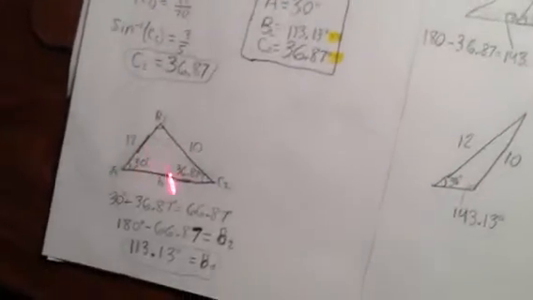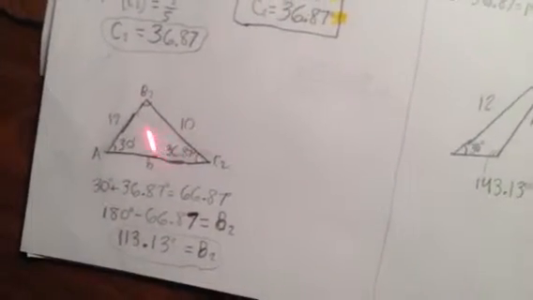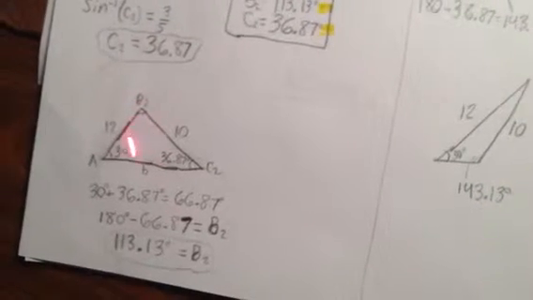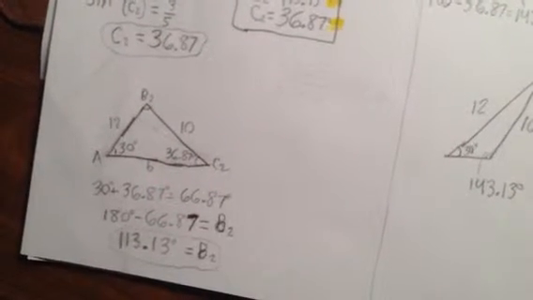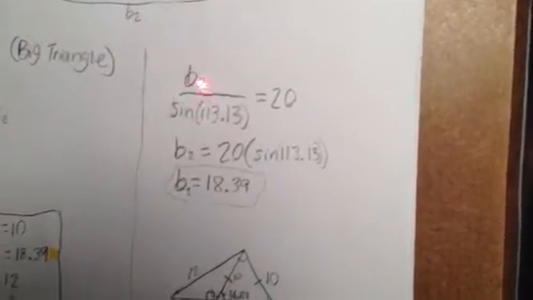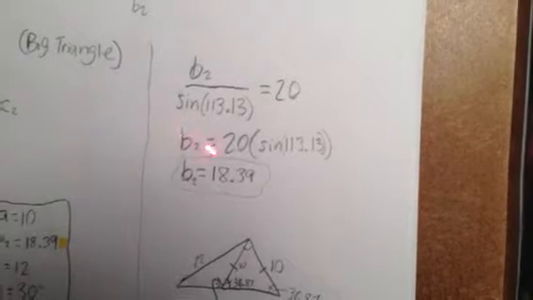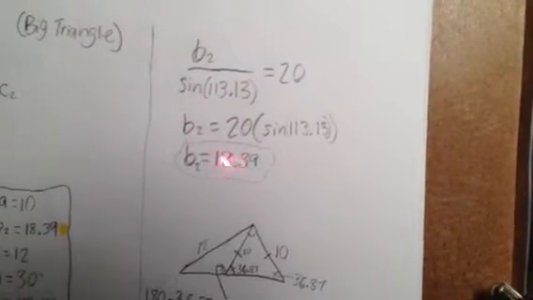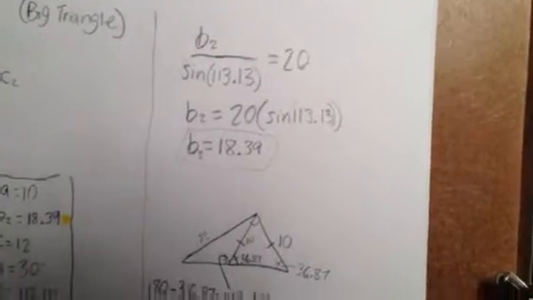Now I'm going to plug that angle in down here in the bottom, and I'm able to find this missing B angle by adding these two together and subtracting from 180. So I do that, and I find the answer was 113.13. And now I'm going to put that into the law of sines formula. And so I solve for that, and I find that B2 is equal to 18.39.